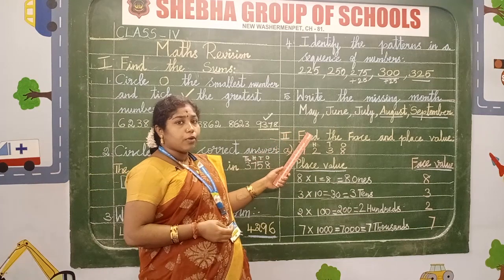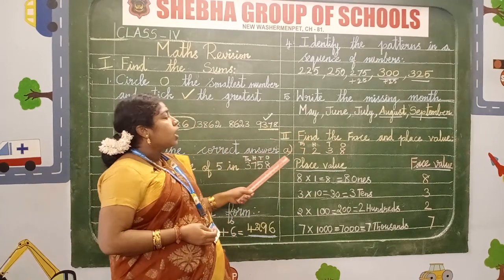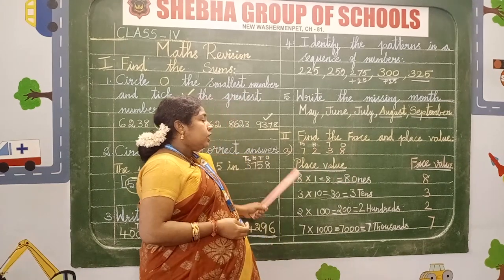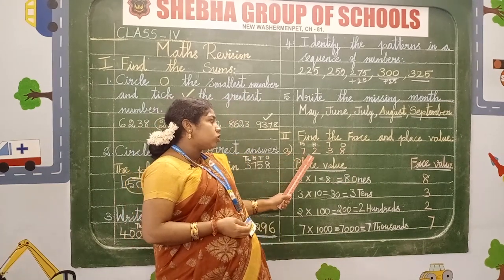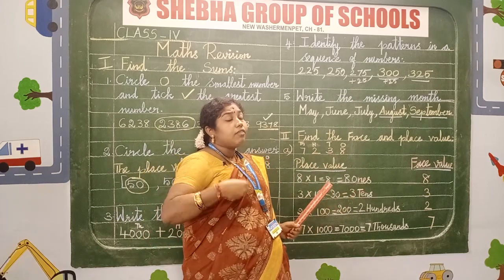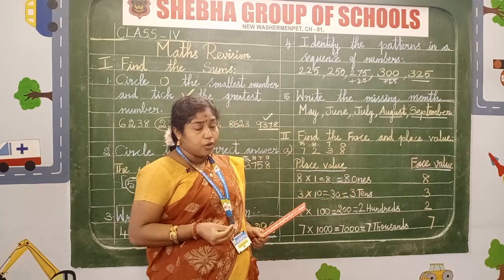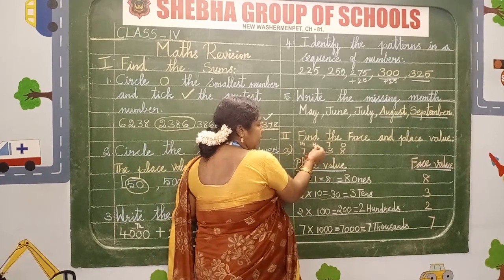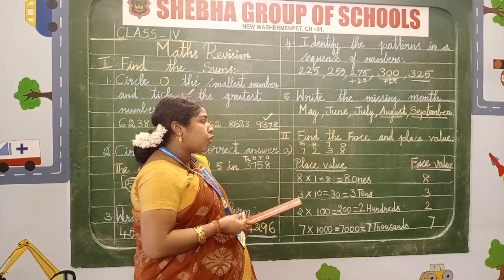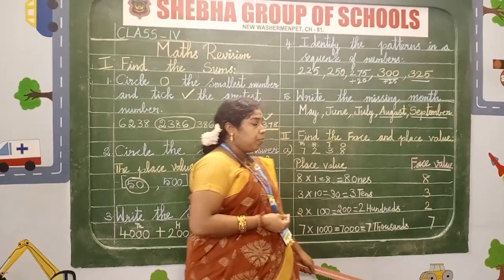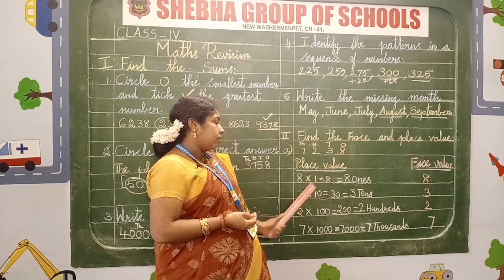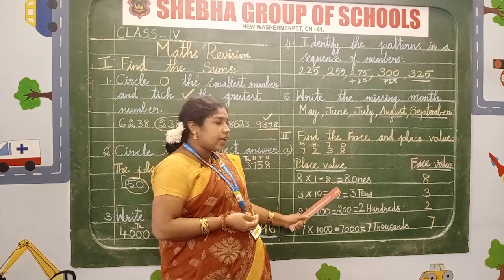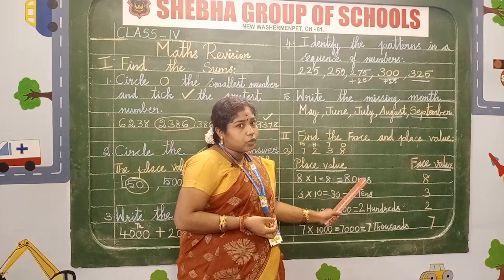Okay. I hope everyone is clear with the find the sums. Now we move on to find the face value and place value. Here they have given 7238. Whenever we are writing the place value, first we have to write the ones, tens, hundreds, thousands. So it will be easier for you to write place value and face value. First is 8. What is the place value for 8? 1. So 8 into 1 we get 8. Write in words as 8 ones.